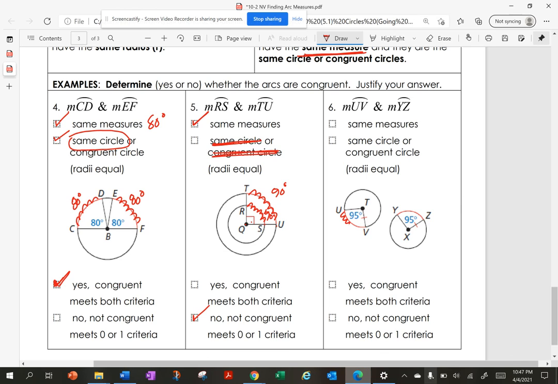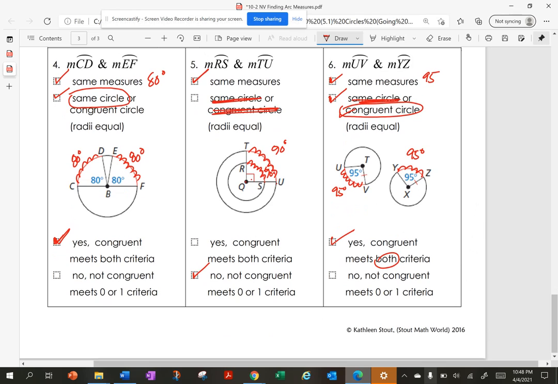All right, let's check arc UV. This is 95 degrees, and arc YZ, this is 95 degrees. Do I have the same measures? Yes, they're both 95 degrees. Are they in the same circle? No. But are they congruent circles? I have the same radius. So yes, this is true. The radii are equal, so yes. Both criteria are met. So yes, my arcs are congruent. That's it.